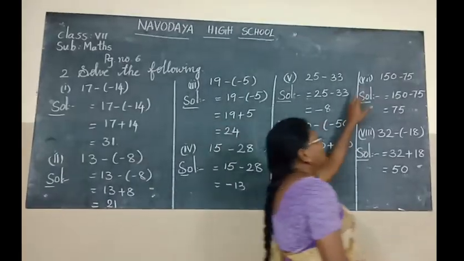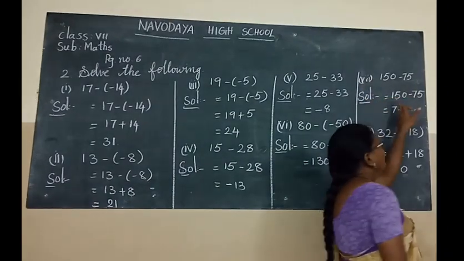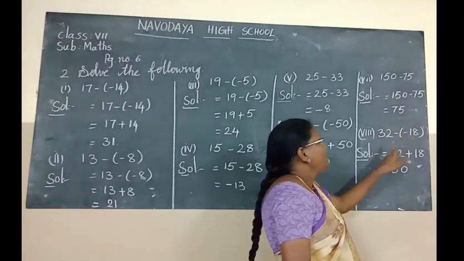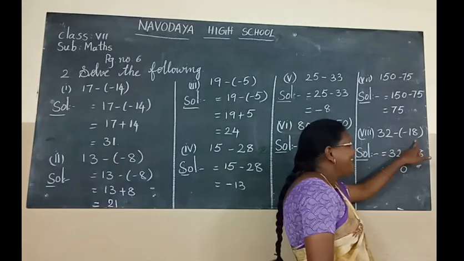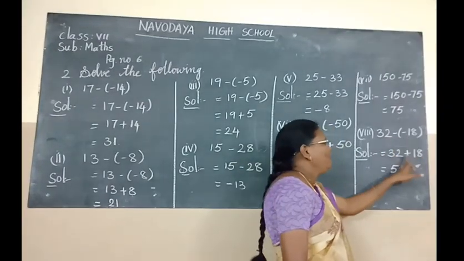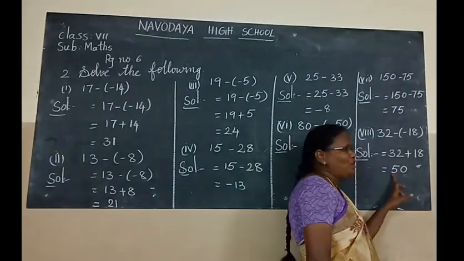Next, 7th sub question. 150 minus 75. 150 minus 75 is equal to 75. Next, 32 minus of minus 18. 32 plus 18. 32 plus 18 is equal to 50.